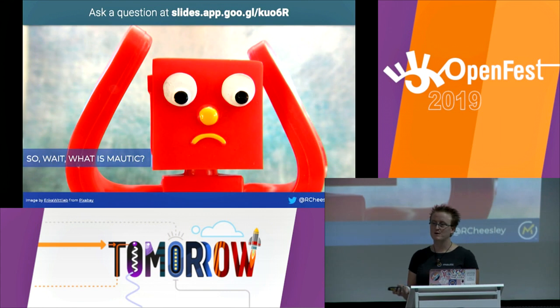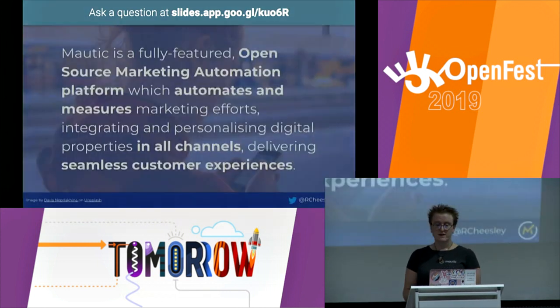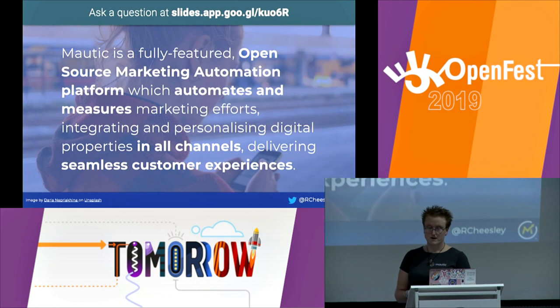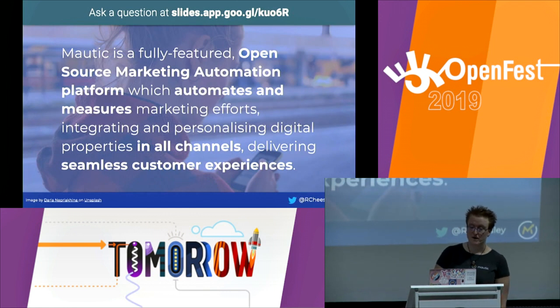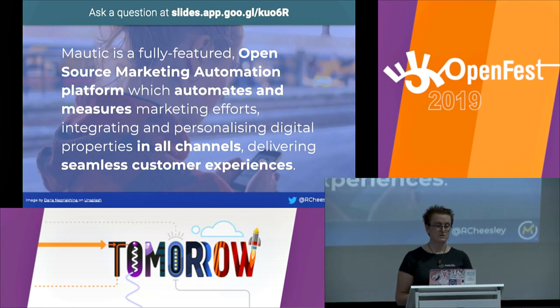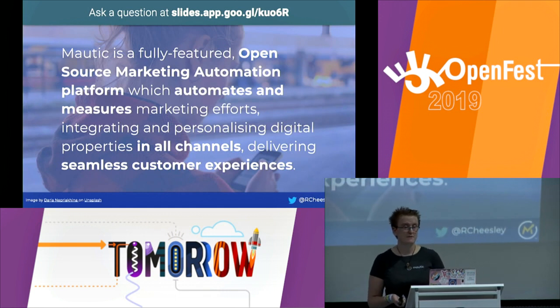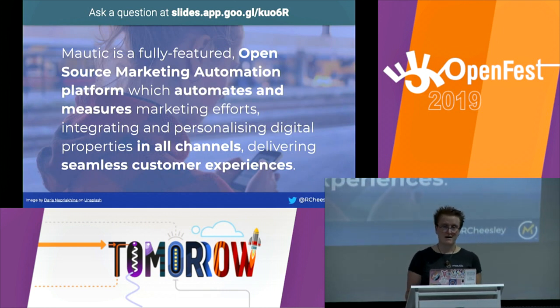So you might be thinking, well, great, okay. So what's Mautic? Why should I care about that? So Mautic is a fully featured open source marketing automation platform. So it allows us to automate and measure the marketing efforts, integrating and personalizing digital properties in all channels, and delivering seamless customer experiences. So that's a bit of a mouthful.